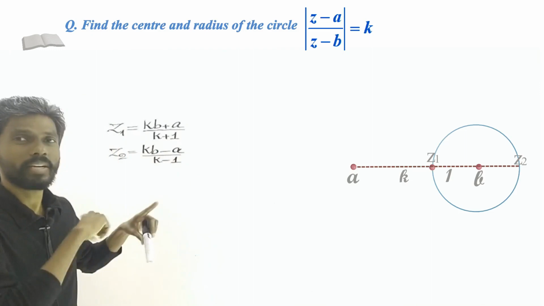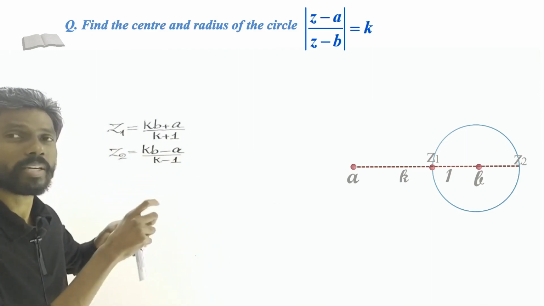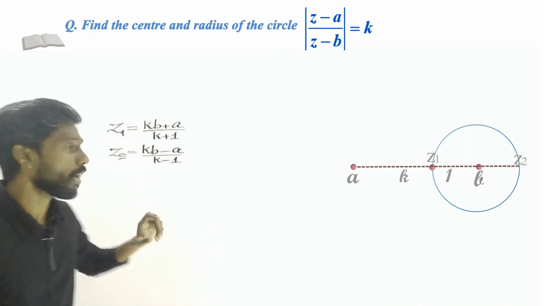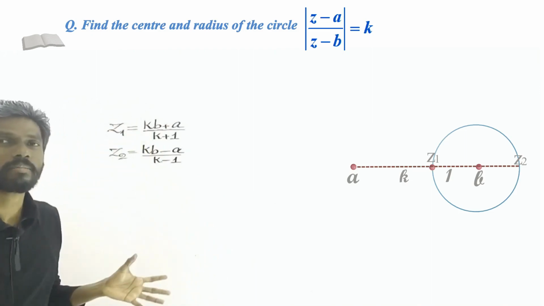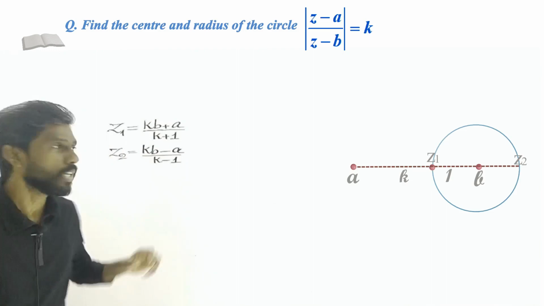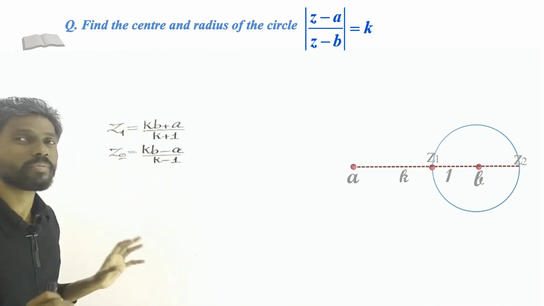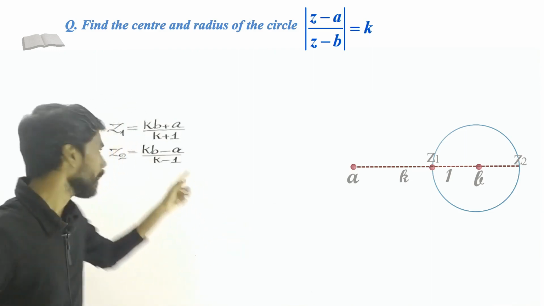Once you know the diametrically opposite points, the two ends of the diameter, we can find the equation of the circle, I mean the center and the radius. The midpoint of these 2 points is the required center. Similarly, you find the distance between these 2 points, that will be the diameter. Half of that will give you the radius of the circle. So let us find the midpoint.